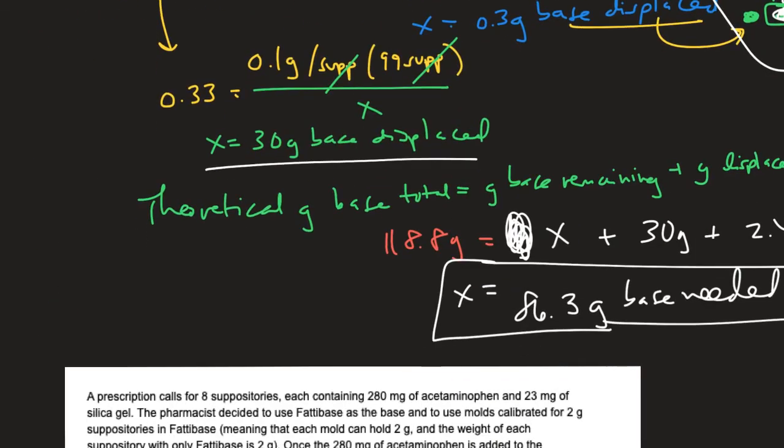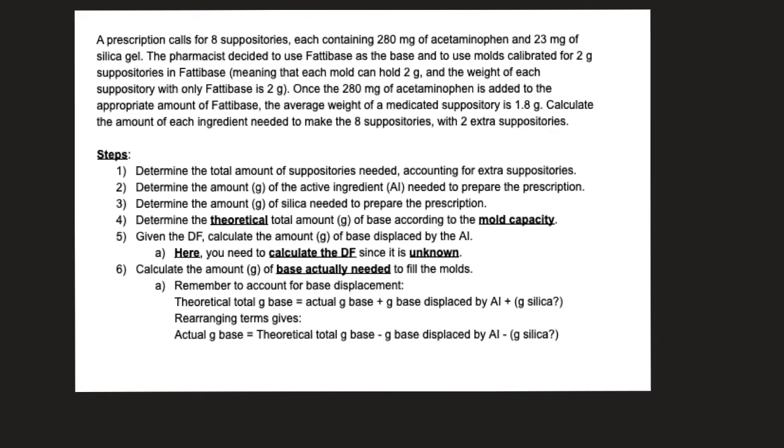Now for the last problem, I'll go through it real quick. No more pictures, since I hopefully get the pictures by now. If not, feel free to ask me or someone else for an explanation. A prescription calls for 8 suppositories, each containing 280 milligrams of acetaminophen and 23 milligrams of silica gel. The pharmacist is using fatty base, and molds calibrated for 2 gram suppositories in fatty base, meaning each mold can hold 2 grams, and the weight of each suppository with only fatty base is 2 grams. Once the 280 milligrams of acetaminophen is added to the appropriate amount of fatty base, the average weight of each medicated suppository is 1.8 grams. We're going to calculate the amount of each ingredient needed with 2 extra suppositories.